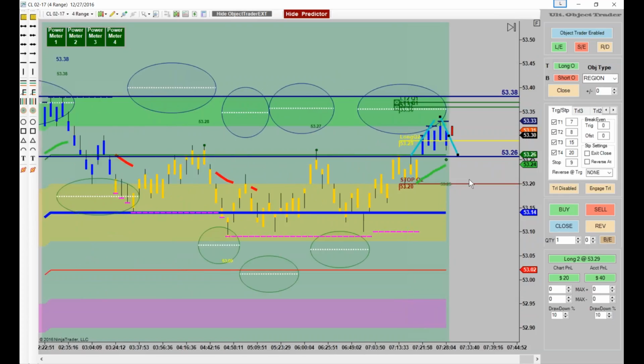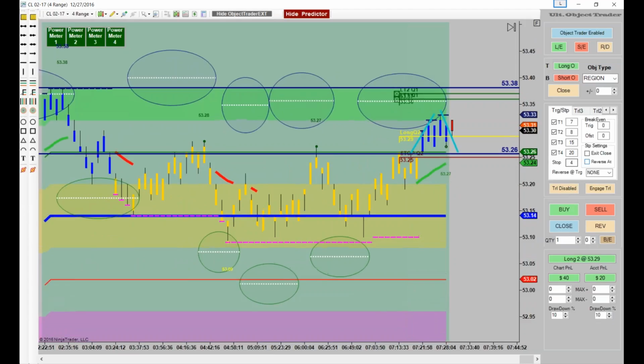Now we're okay on this one. I'm going to go ahead and tighten it just in case, but I am not going to reverse it at all, because that support should technically hold.